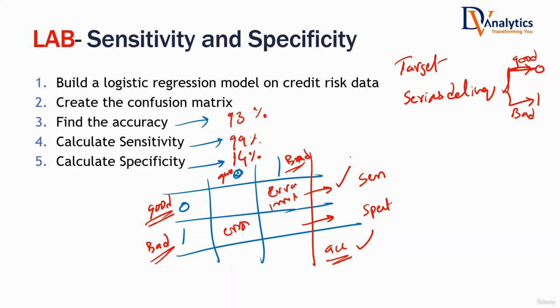Tell me, in this case, is it overall accuracy? Will you be happy by looking at 93% overall accuracy, my model is so great? Or sensitivity 99%, will you be super happy? Or specificity 14%, will you be sad? Tell me, when you are building this model, what will be your action? Tell me which one is very important for us. Specificity.